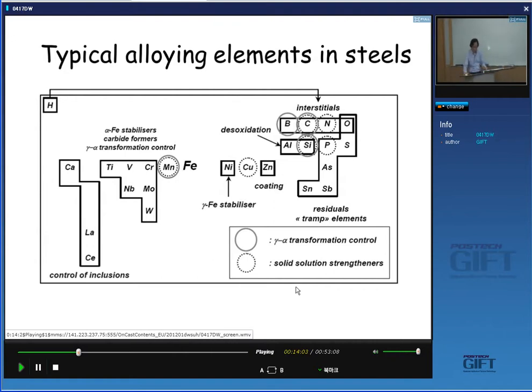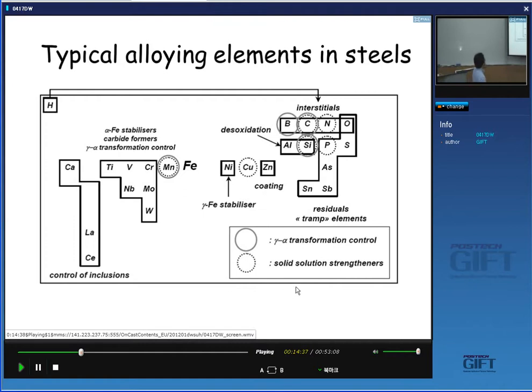Here are the typical elements used in the ferrous alloy, which are categorized as carbide formers. Here is the solid solution strengthening element, and this solid circle is the element used to control the austenite to ferrite or bainite, martensite transformation kinetics.